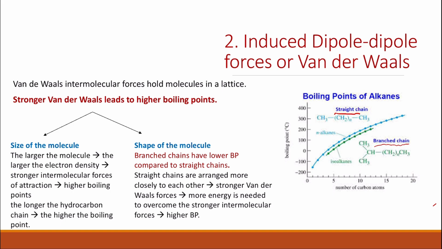So branched chains with the same number of carbons will have lower boiling points compared to the straight chain with the same number of carbons.